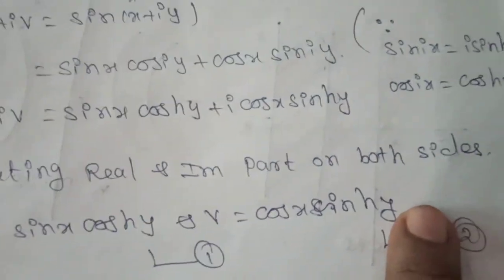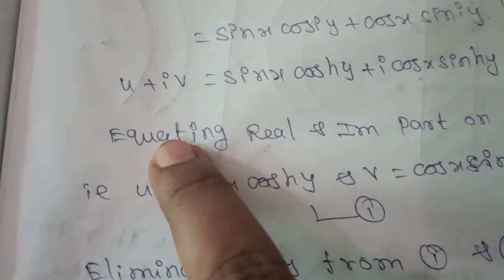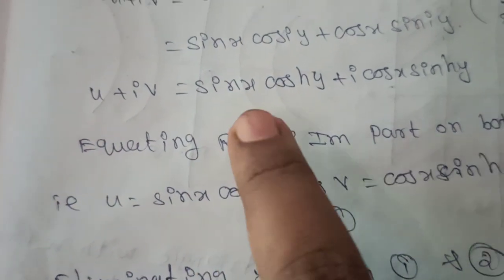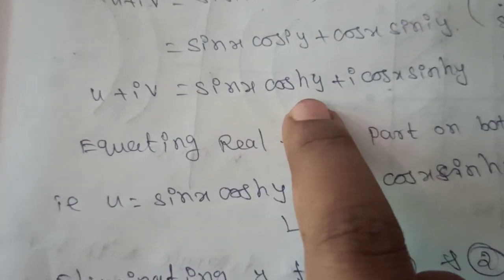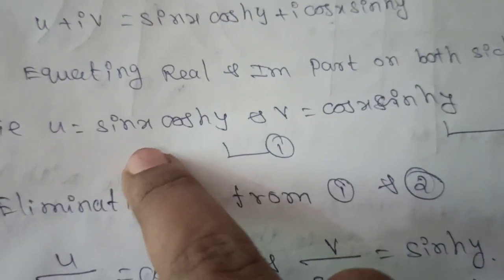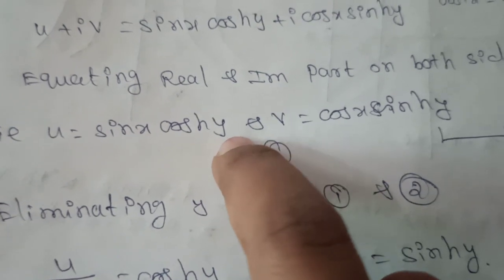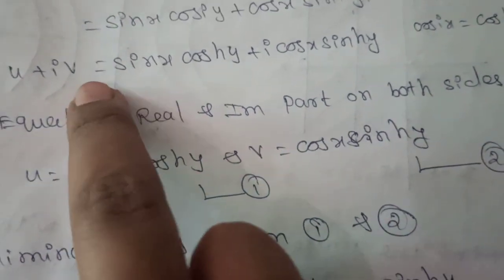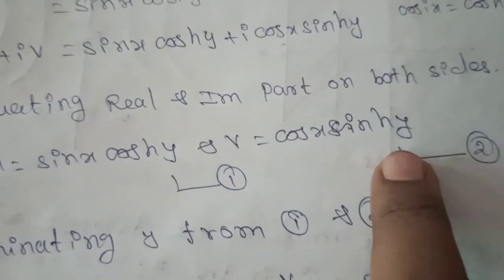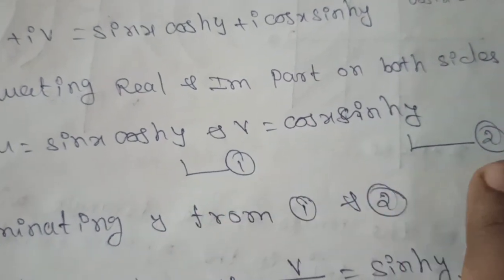Next, equating the real and imaginary parts on both sides. First, equating the real part: the left side has the real part u, which is equal to the right side real part sin x into cos hy. That is u equal to sin x cos hy, and the imaginary part v equal to cos x sin hy. Call these equations 1 and 2.